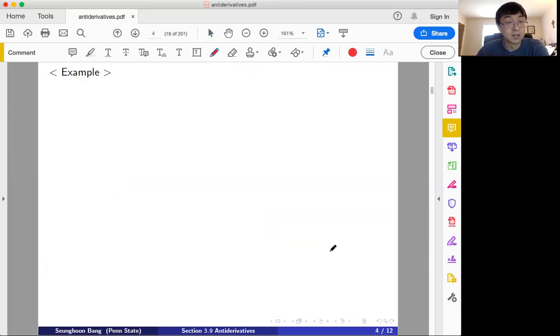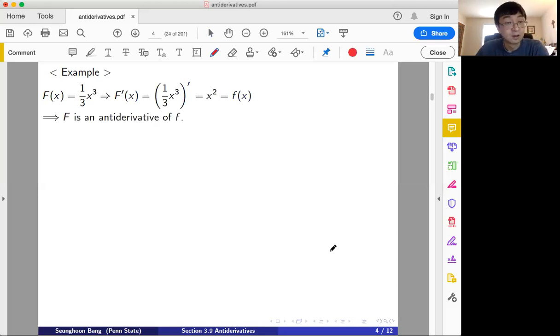Now I give more examples. The capital F of x is 1/3 x cubed. I want to take the derivative. Capital F prime of x is (1/3 x cubed) prime. So we have x squared. This is the little f of x. The capital F is an antiderivative of the little f.